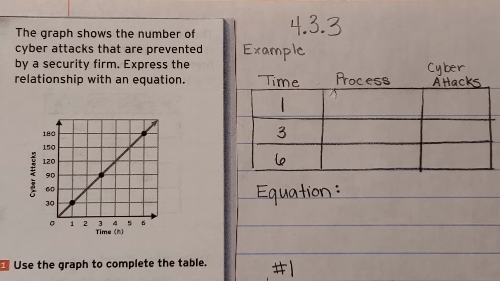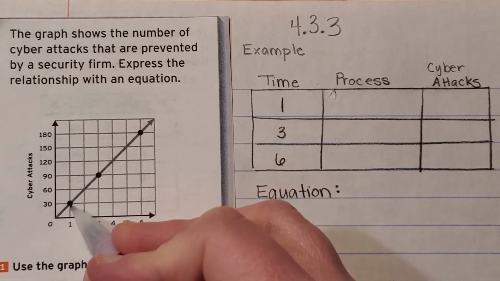First off, I'm going to start by reading the problem. It says, the graph shows the number of cyber attacks that are prevented by a security firm. Express the relationship with an equation. So first up, I'm going to look at the data points on my graph. They gave us 3 data points.